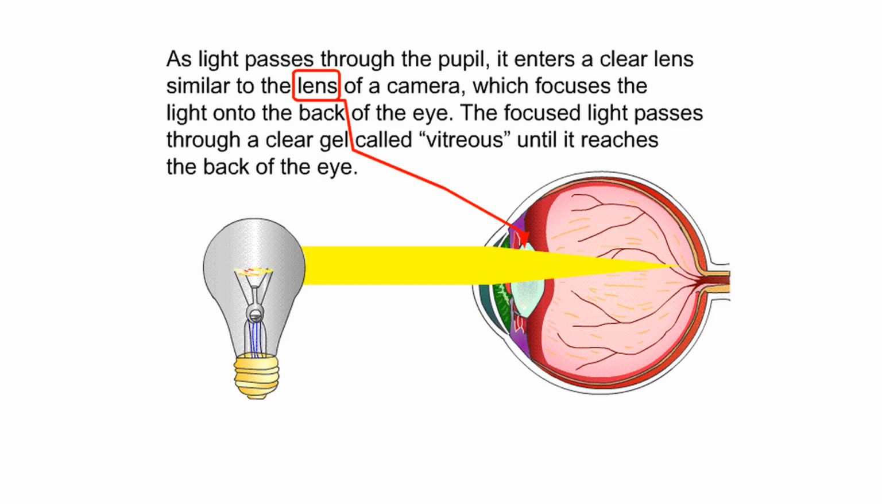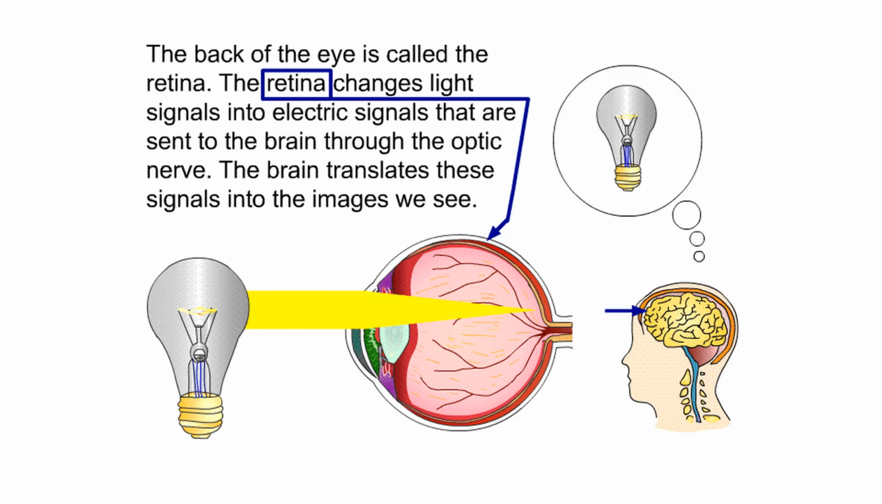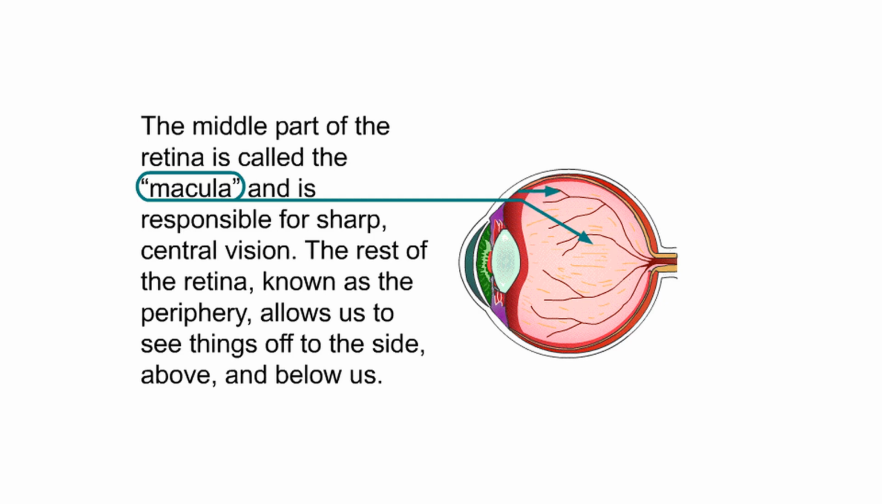The focused light passes through a clear gel called vitreous until it reaches the back of the eye. The back of the eye is called the retina. The retina changes light signals into electric signals that are sent to the brain through the optic nerve. The brain translates these signals into the images we see. The middle part of the retina is called the macula and is responsible for sharp central vision. The rest of the retina, known as the periphery, allows us to see things off to the side, above, and below us.